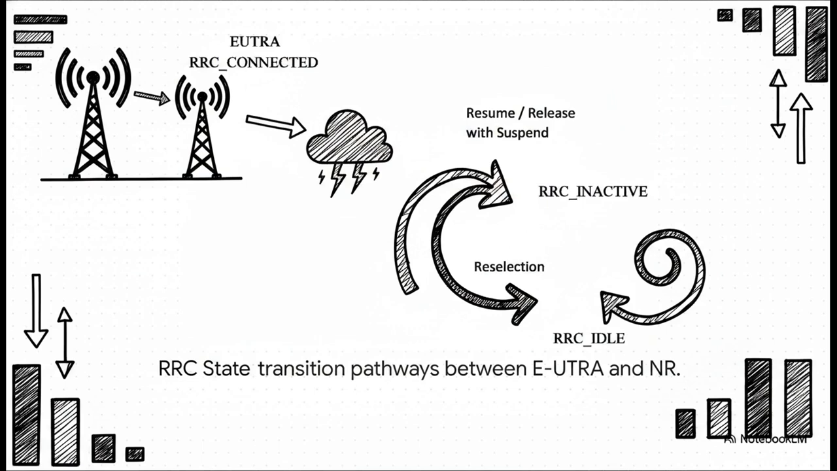When you walk out of a strong 5G coverage zone, the network seamlessly hands over your connection between LTE, which you see labeled here as E-UTRA, and 5G New Radio. The network is constantly, obsessively monitoring signal degradation and dynamically pushing your device through these specific RRC states. It wants to ensure you always have the best possible connection without needlessly draining your battery.